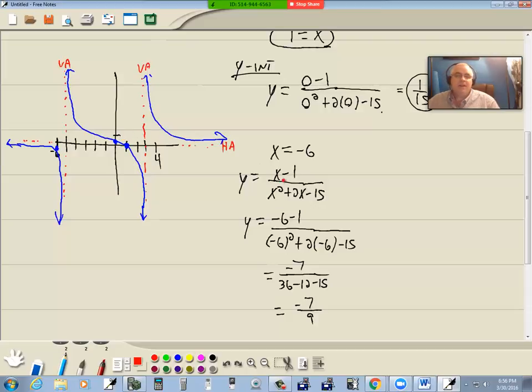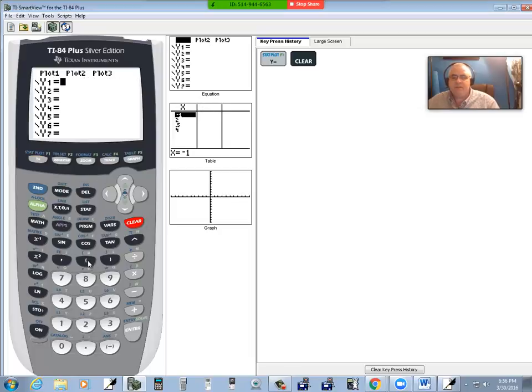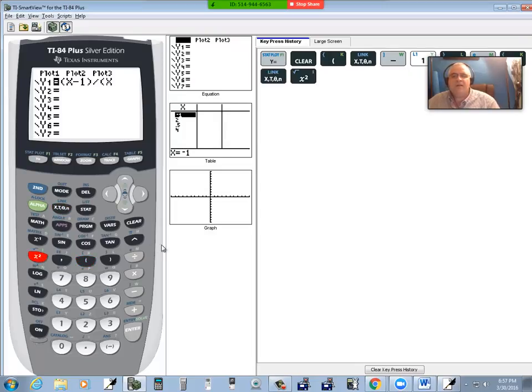To do it on the calculator, the one thing you have to remember is put parentheses around the top, parentheses around the bottom when you plug it in. So we're going to go to y equals, clear, beginning parentheses, x minus 1, closing parentheses, divided by, beginning parentheses, x squared plus 2x minus 15. And again, I put parentheses around the top, parentheses on the bottom. And then graph.